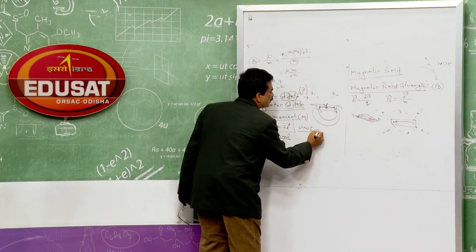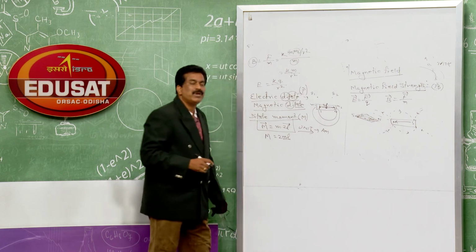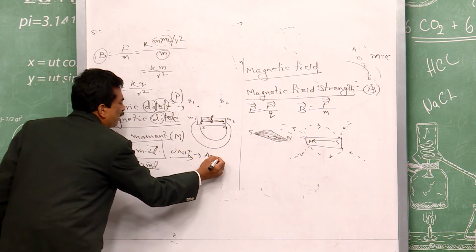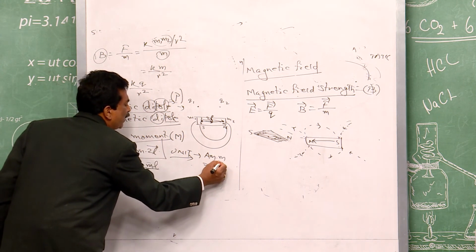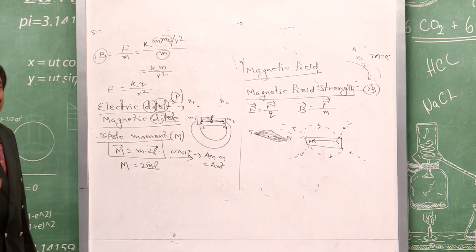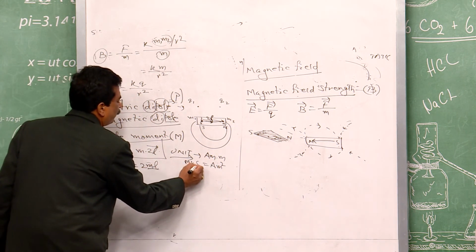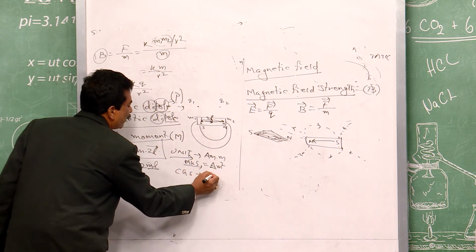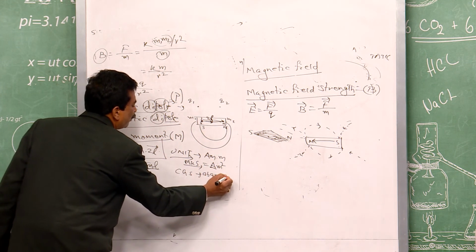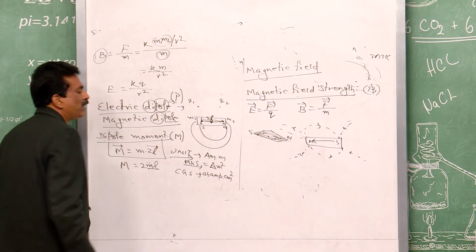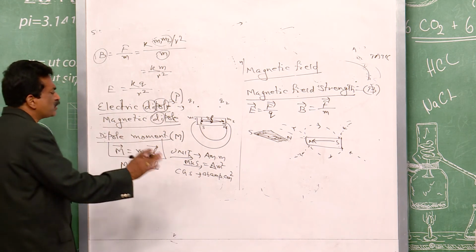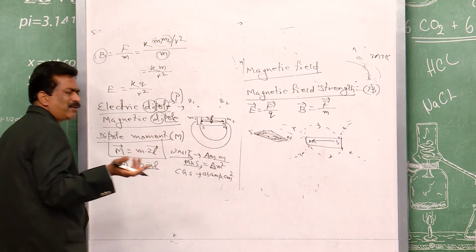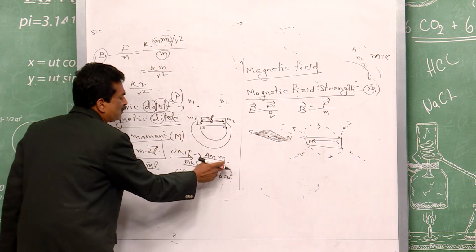What is the unit of the pole strength we have said? That is the ampere meter. It is the ampere meter for M, and L is in meter. So, this equals ampere into meter square. If we go for the CGS case, then the ampere will be the ab ampere, and the meter will be the centimeter. So, ab ampere into centimeter square. But mostly we talk about the ampere meter for the pole strength and the meter for the length. Therefore, in the SI case, that is the ampere meter square.